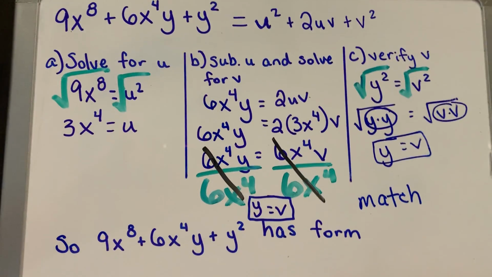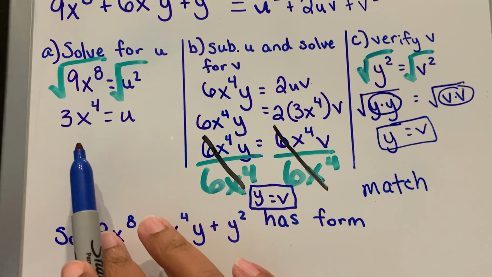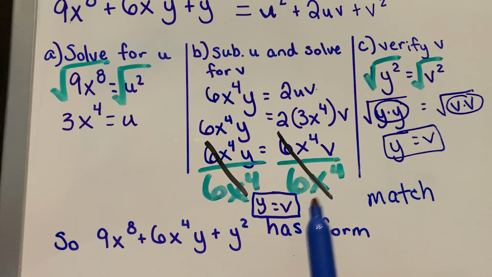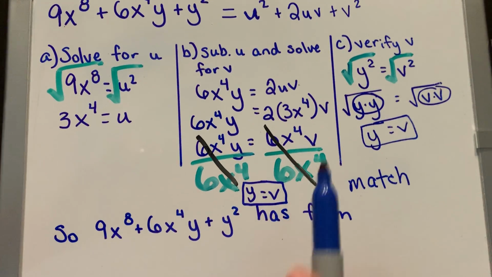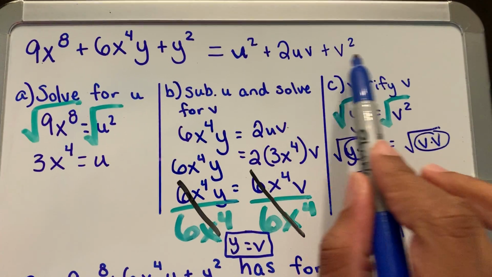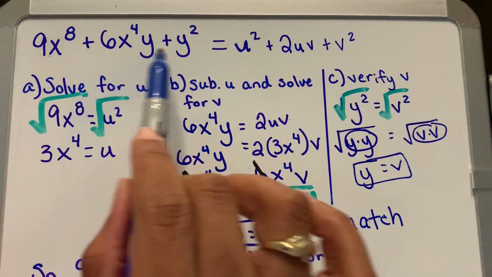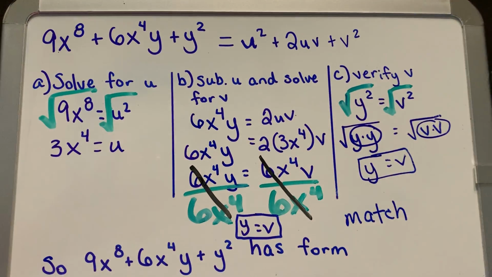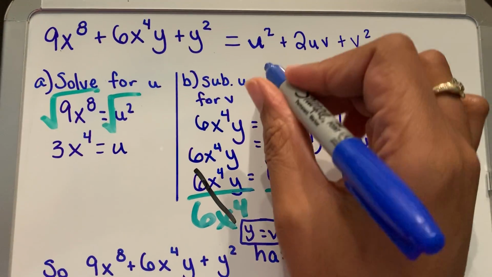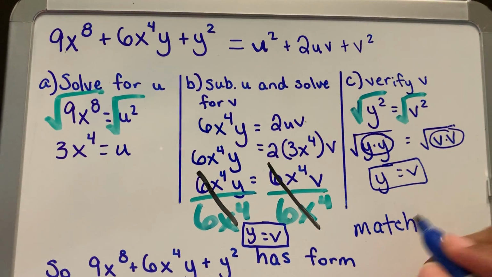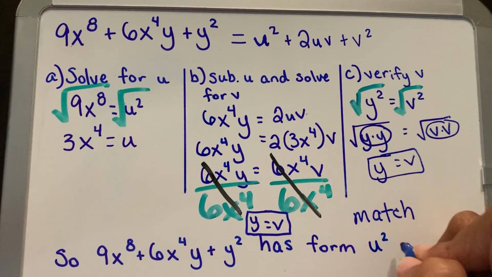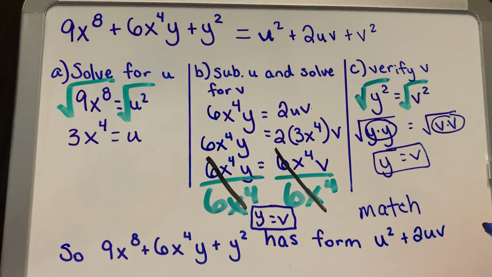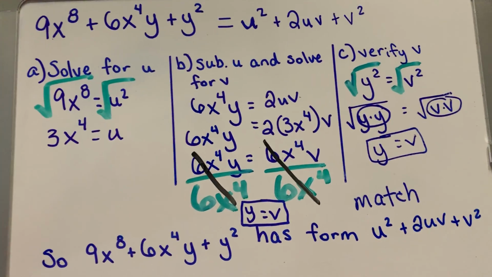All right, because this is the case, we got a nice term for U. We have a nice term for V, and these two match. That means that this is the correct form. So we can rewrite this in this form. Okay, so it has this form, U squared plus 2UV plus V squared. So U squared plus 2UV plus V squared.